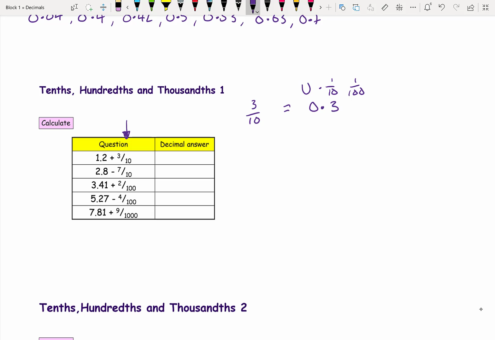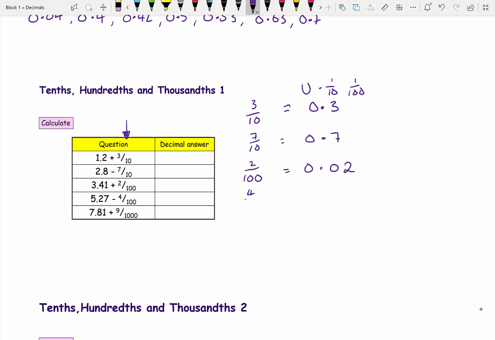And so the next one, without doing the sums, I'm just looking at my fraction bits just now, 7/10 is going to be 0.7. I'm going to do the next one as well because it becomes a different fraction. I've got 2 hundredths, and so that is 0. And there are no tenths, but there are 2 hundredths.